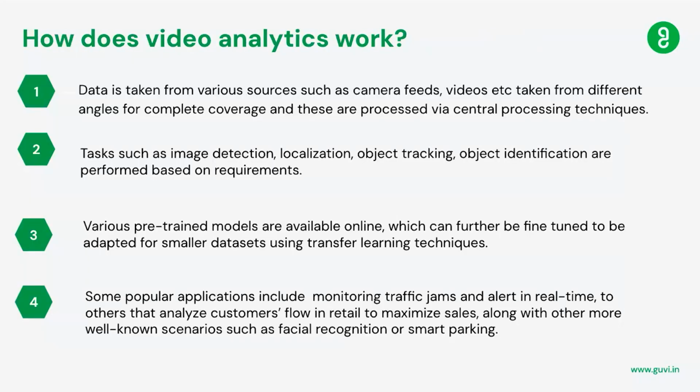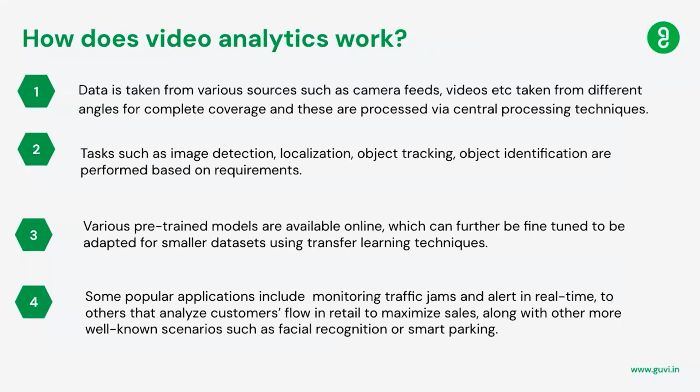So how does it work? First we take the data from various sources. Your various sources will involve camera feeds such as CCTV footage. It will involve the video inputs, and then the model needs to capture this properly. It will need to have complete coverage so that you can process the different angles and different frames to get the complete coverage of that particular video.